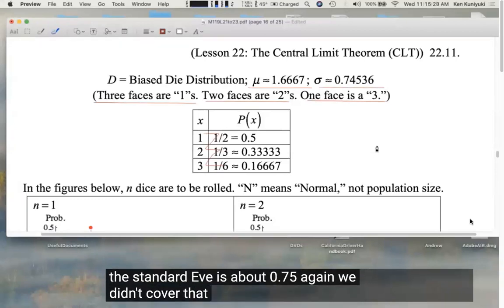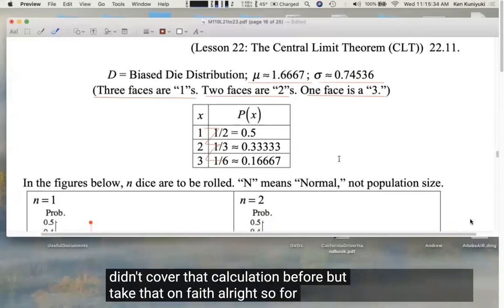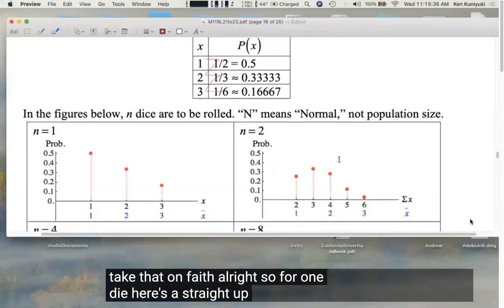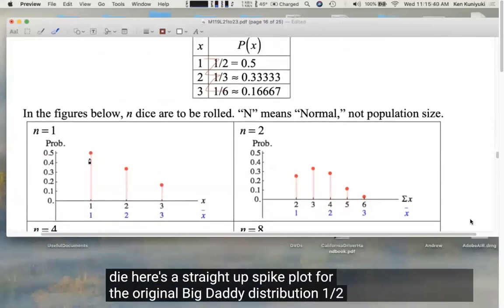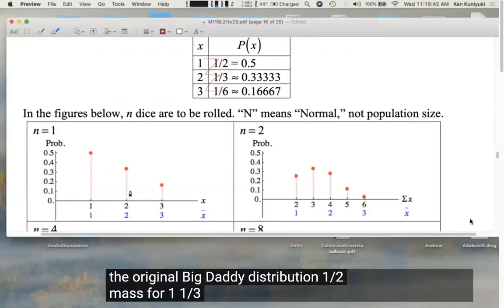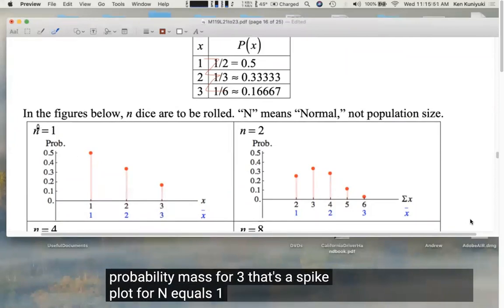Again, we didn't cover that calculation before, but take that on faith. All right, so for one die, here's a straight up spike plot for the original Big Daddy distribution. 1/2 mass for 1, 1/3 mass for 2, 1/6 probability mass for 3. That's a spike plot for n equals 1.